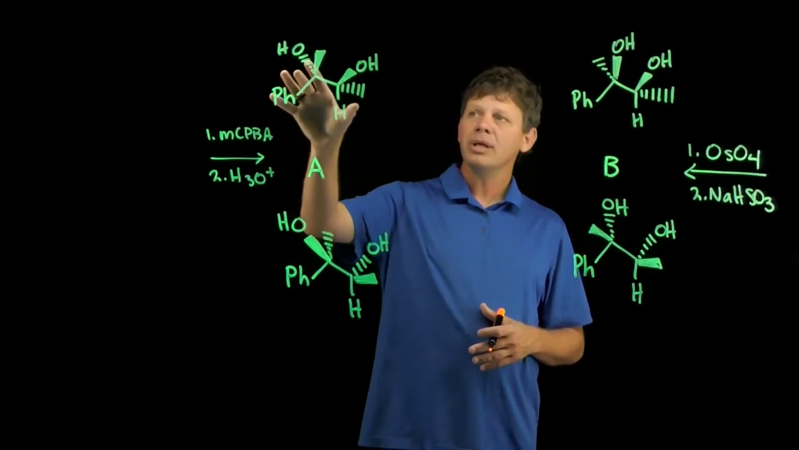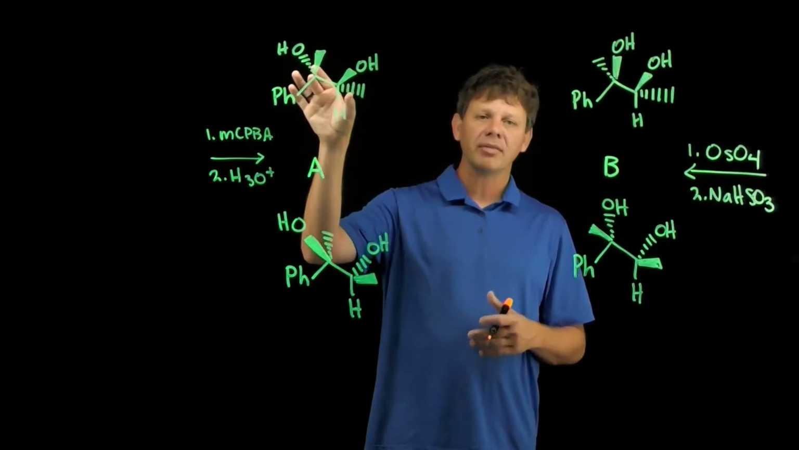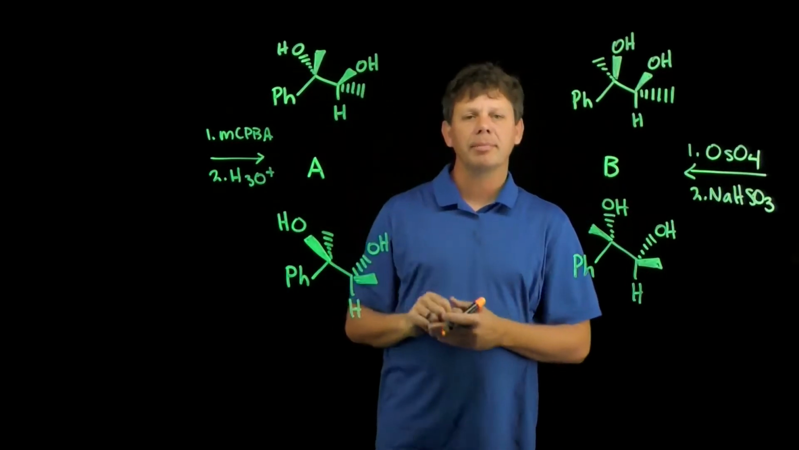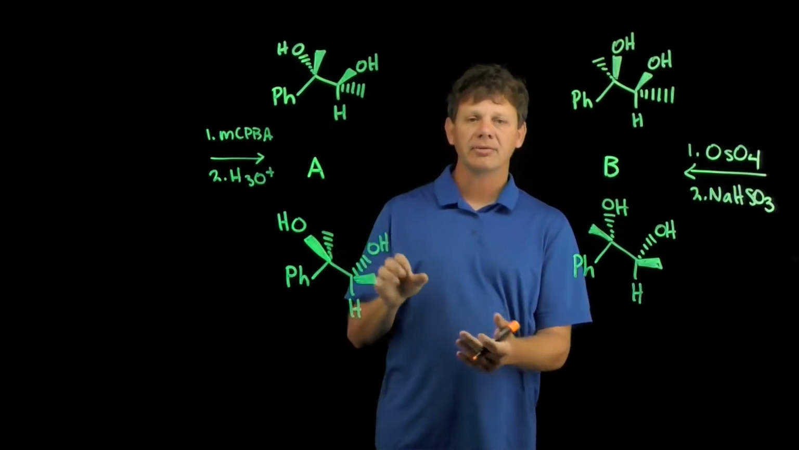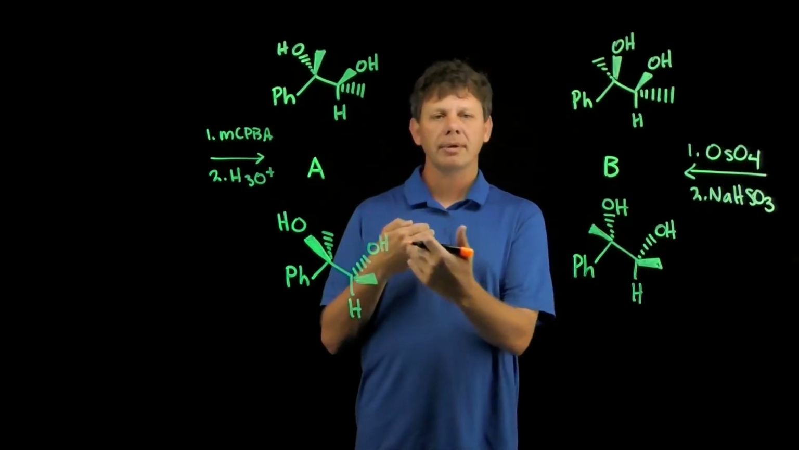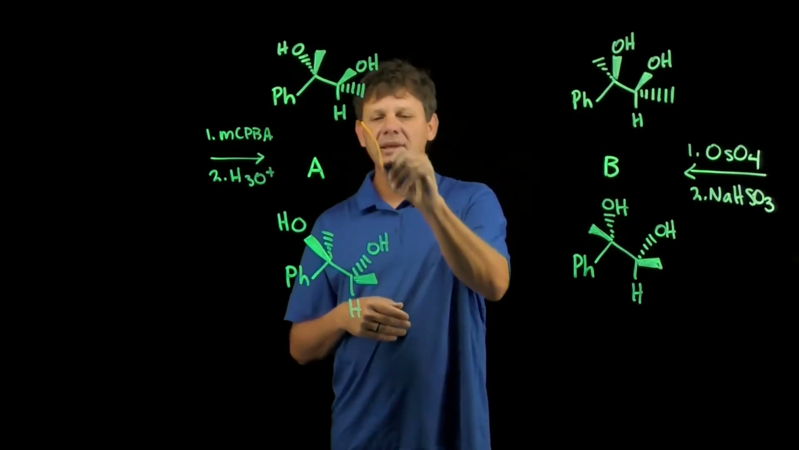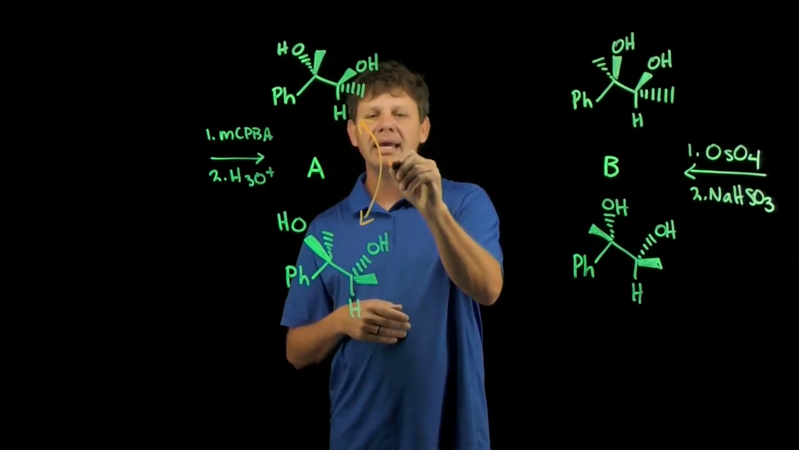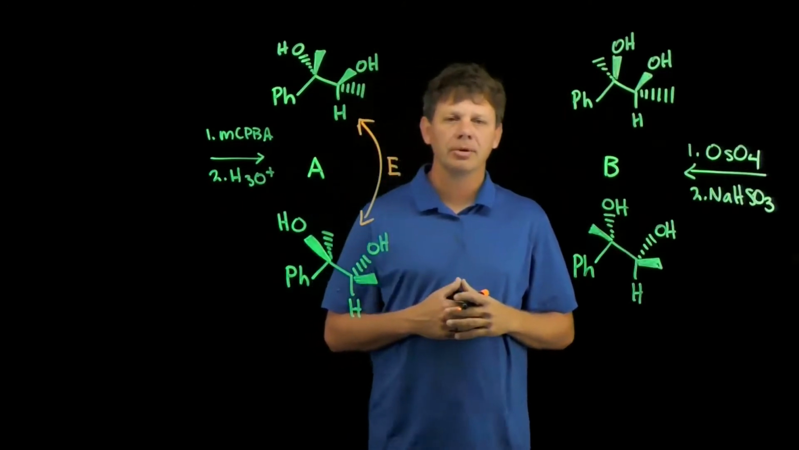In this case, we could have formed the epoxide on the front and had the water attack from the back, or formed the epoxide on the back and had the water attack from the front. And so these two molecules in A are enantiomers.